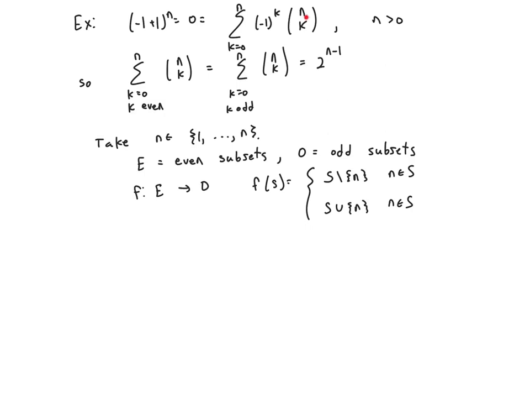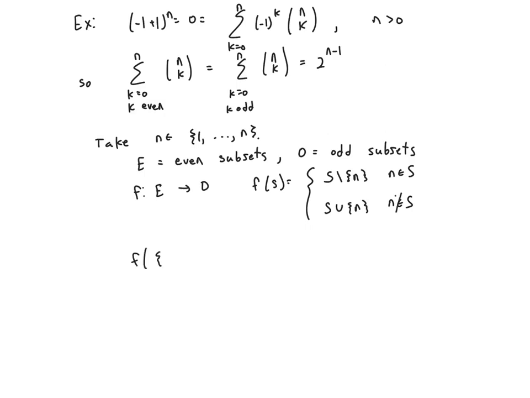Well, we're going to consider the numbers 1 through n, and we're going to be looking at even subsets of this set and odd subsets of this set. Well, remember n is certainly a number in here. We're going to define a bijection between the even size subsets and the odd size subsets as follows. Given a subset s of even size, we're going to define f of s as follows. If n is an element of s, we remove it. Otherwise, when n is not an element of s, we add it.